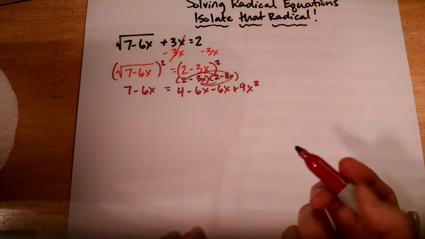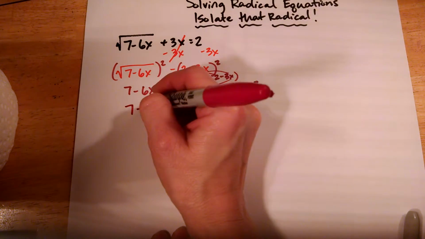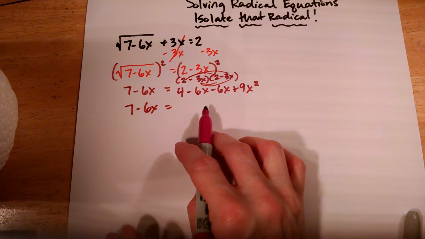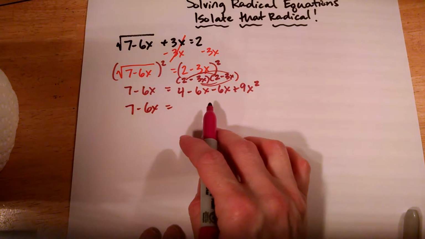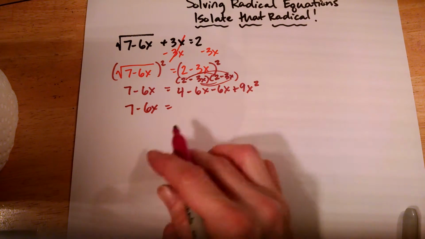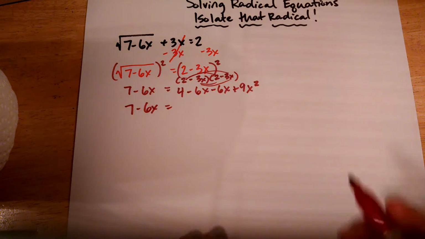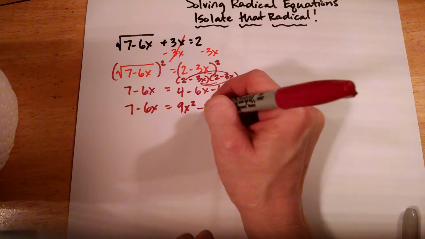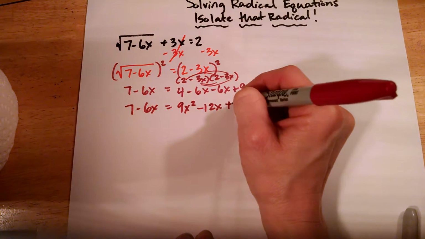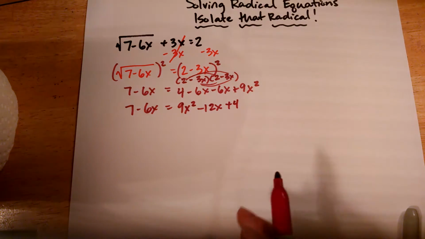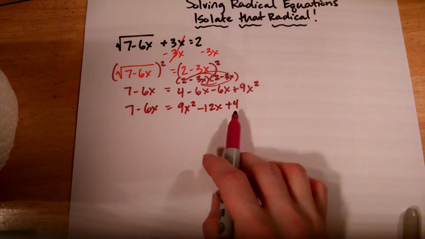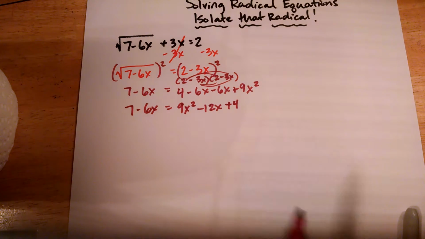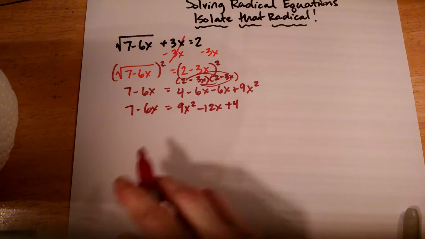Now I can combine like terms, so I'll do that now. 7 minus 6x equals, I'm going to move my x squared term first, and my x term second, and the 4, I'll put it on the end just so it's nice and neat. 9x squared minus 12x plus 4. Okay, so I move things around so it's nice and neat. Now I have a quadratic over here. Quadratic means the first term is a variable with a square on it. And I'm going to move everything over.